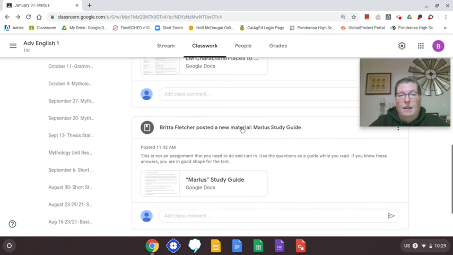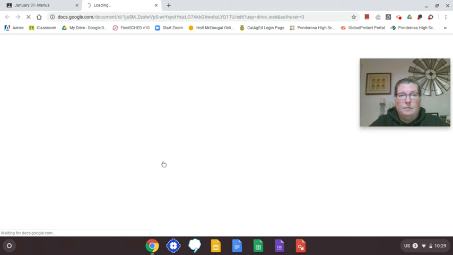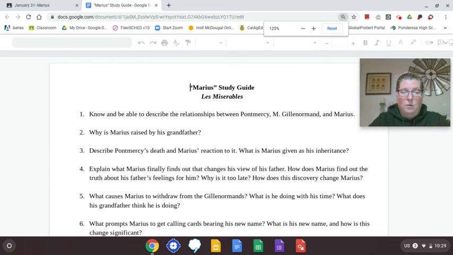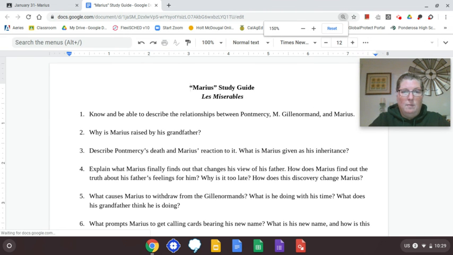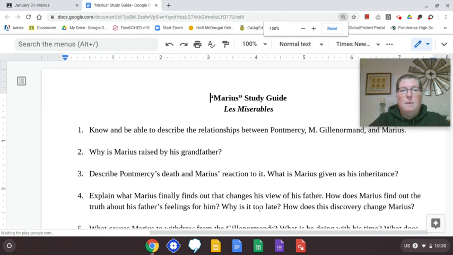And then this is the Marius study guide. I just posted this later today, so we didn't even look at this as a class yet. So if you're home, absent, you didn't miss this in class. We didn't talk about it today either, but we did talk about these parts of the book. So that's what I want to go through with you.